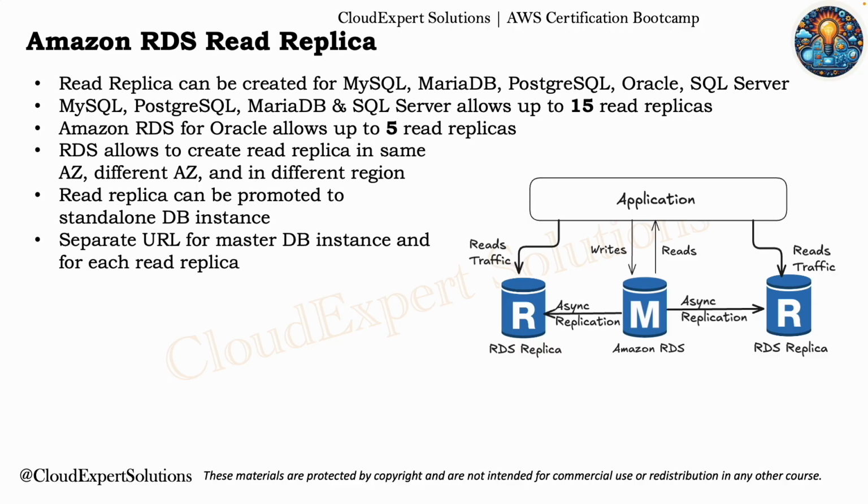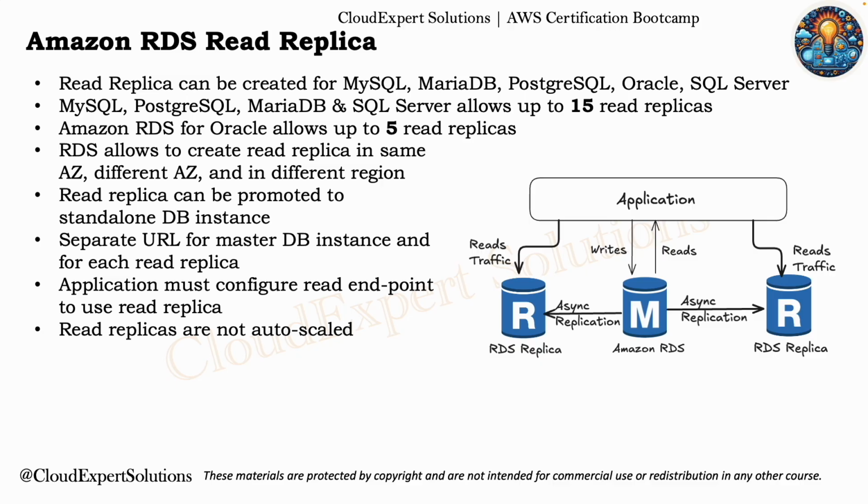RDS provides a separate URL for the master database instance and for each read replica. If you have 5 Amazon RDS read replicas, you will have 5 distinct read URLs or endpoints, one for each read replica. You need to configure read replica endpoints in your application, and you must update the connection string to leverage read replicas. RDS read replicas are not auto-scaled. If your application is sending a plethora of requests to one of the read replicas, but the second one is idle, then RDS does not auto-scale read traffic between read replicas.